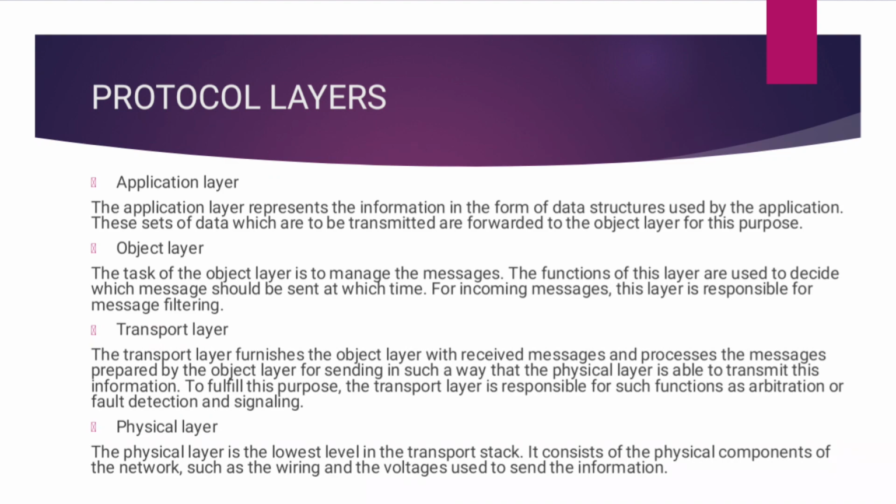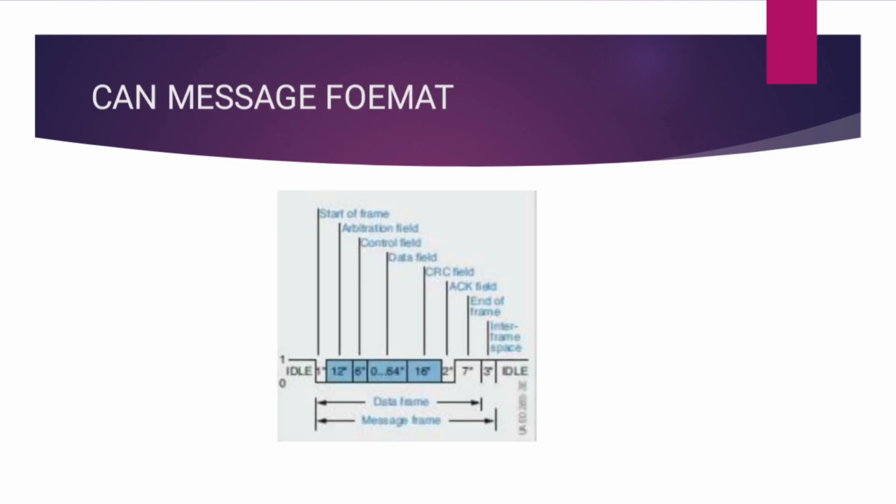Physical layer. The physical layer is the lowest level in the transport stack. It consists of the physical components of the network such as wiring and voltages used to send the information. Here we see the CAN message format.